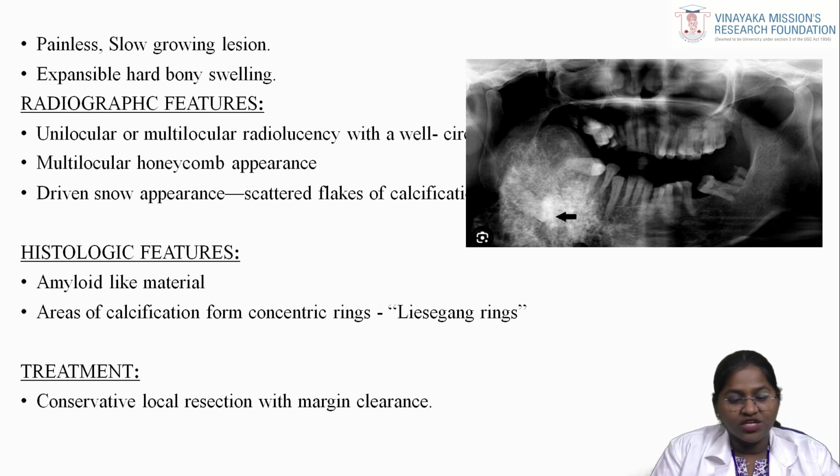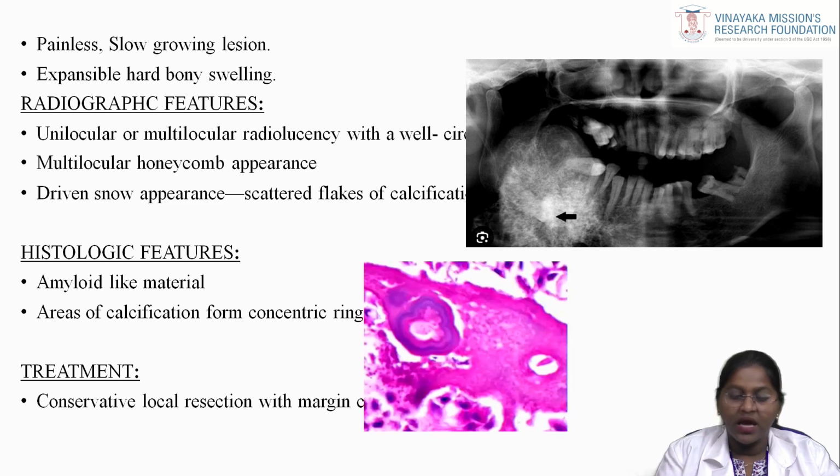Coming to the histologic features, there will be amyloid-like material seen in the histology, and areas of calcification form concentric rings which are termed Liesegang rings. So the treatment is conservative local resection with marginal clearance. So this is the Liesegang ring.